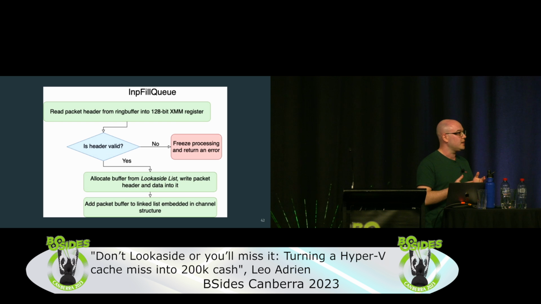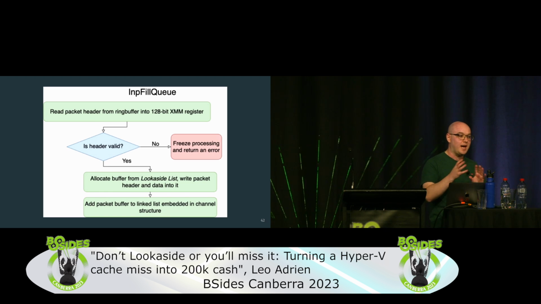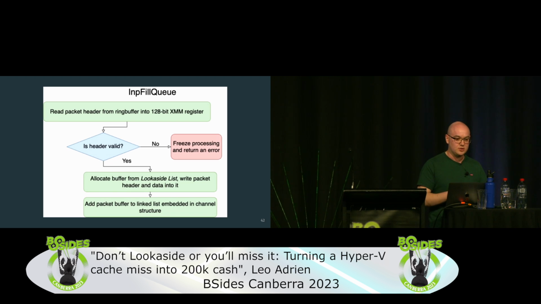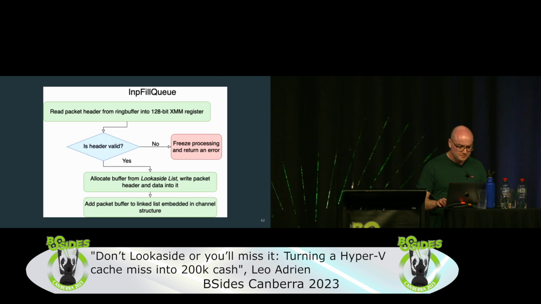And so it does a check: is the header valid? And if it's not, it just freezes everything and it stops. But otherwise, it allocates a buffer from a Lookaside list, we'll get into that a little bit later. It writes the packet header and the packet data into this buffer, and then it adds it to a linked list. So already, as I'm understanding more about this driver, I'm like, okay, cool, this lines up with what I found when I did that initial crash triage, right? There's some kind of linked list structure of presumably guest data, and something was being freed, so I think I'm on the right track.